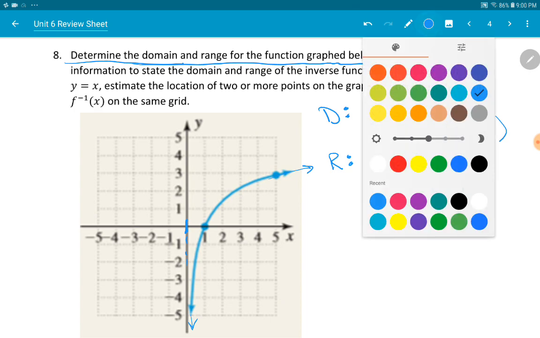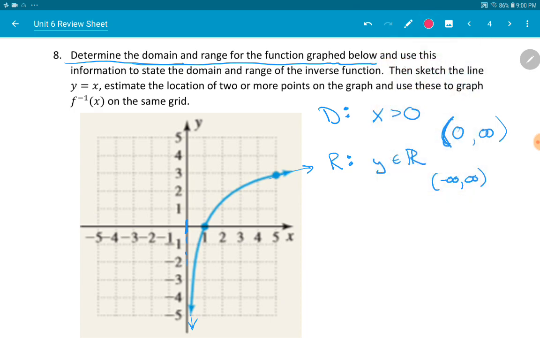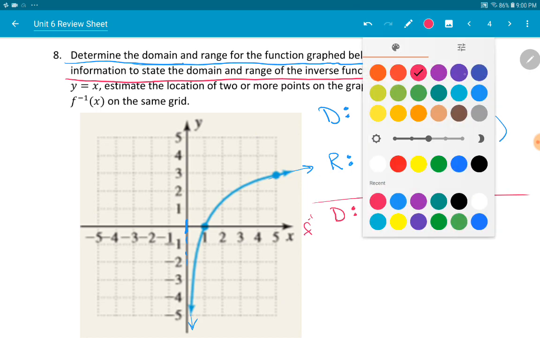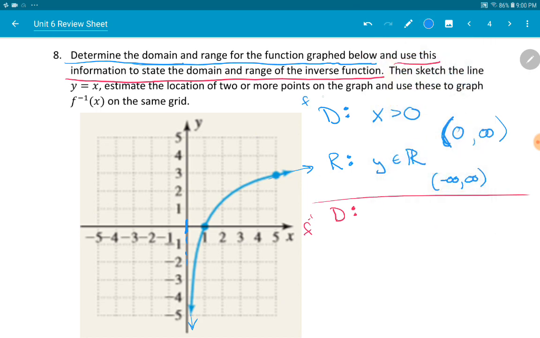All right, second part here. Now we're going to use this information to state the domain and range of the inverse. So with inverses, x's and y's all switch. So now my inverse, the domain, so I think this needs a name. Let's call it f inverse, and we'll call this first function f.